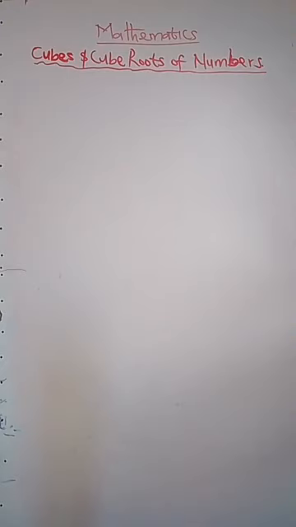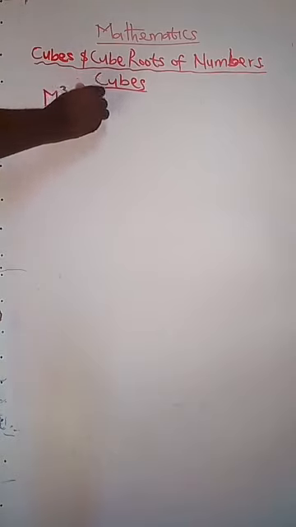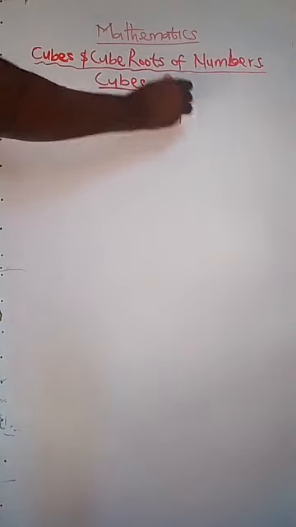Today, we want to look at cubes and cube roots of numbers. Let's start with cubes. The cube means power of 3. Therefore, the cube of any number is obtained when the number is multiplied by itself twice. For example, m cube is m times m times m. Alright?